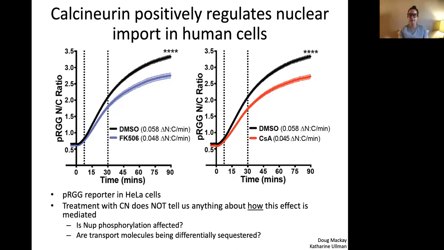So this is a really exciting, preliminary result. It got us really fired up thinking, okay, calcineurin clearly is playing a role here, what's going on, but it doesn't tell us anything about mechanistically what's happening. Is calcineurin impacting nucleoporins? Is it impacting transport factors? Are certain proteins differentially phosphorylated? All of these open questions still existed.